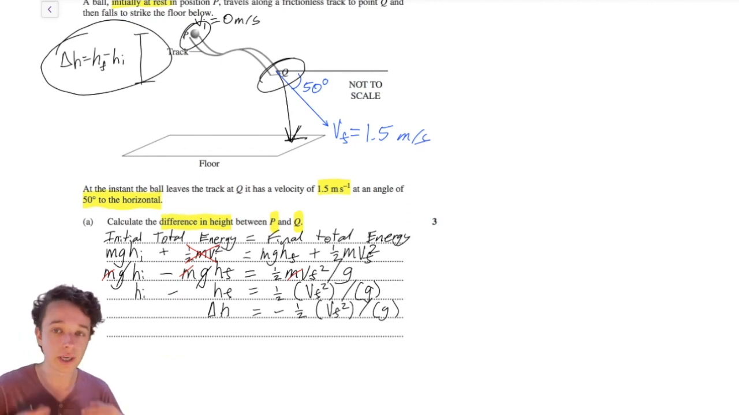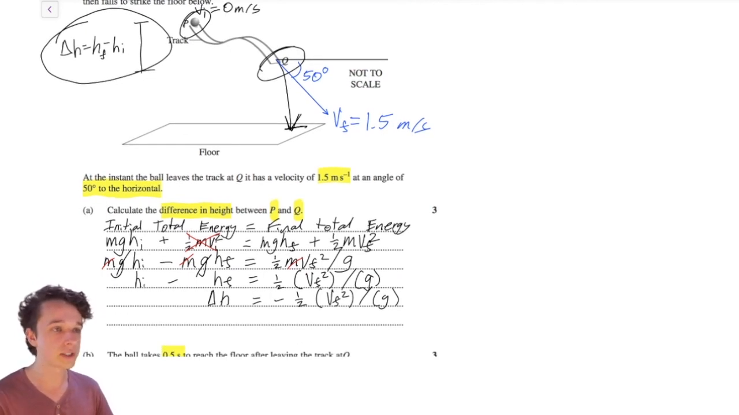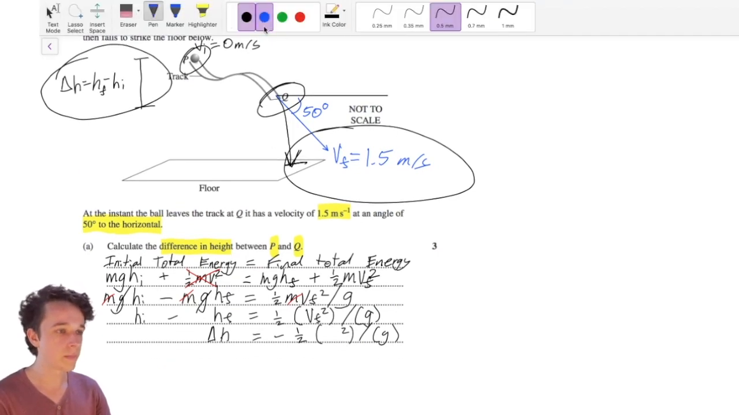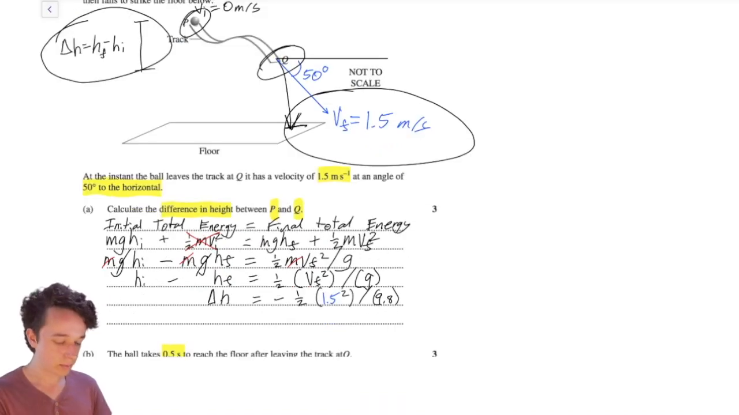So the change in height, which is the entire point of this question. What's the difference in height between these two terms? And then we can substitute our value for the final velocity of the ball. So in this case, that is 1.5 meters per second. So we can substitute this here with 1.5. And similarly, we can do the same thing for g, which we know is 9.8. And then if we put all of that into a calculator, -1/2 multiplied by 1.5 squared divided by 9.8, we'll be left with -0.114795 and so on meters, right?